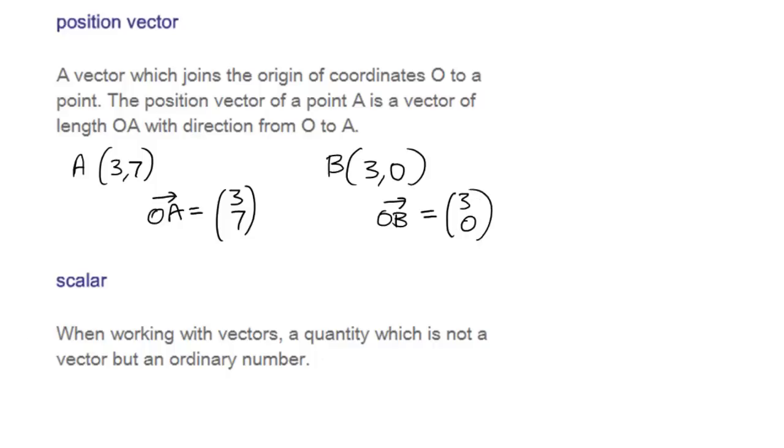Scalars I've already referred to. A scalar quantity is a non-vector quantity, it's an ordinary number in other words. We can multiply a vector by a scalar. You can also multiply vectors together, but that's another story that we're not dealing with at the moment. Let's have a look at another question that deals with vectors being scaled up by a scalar.